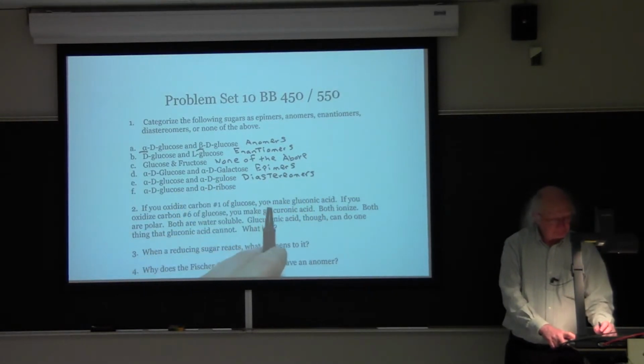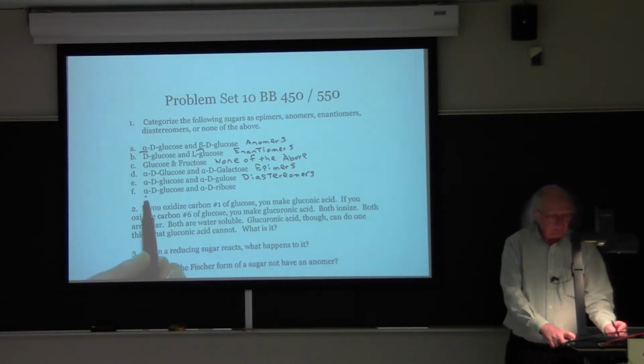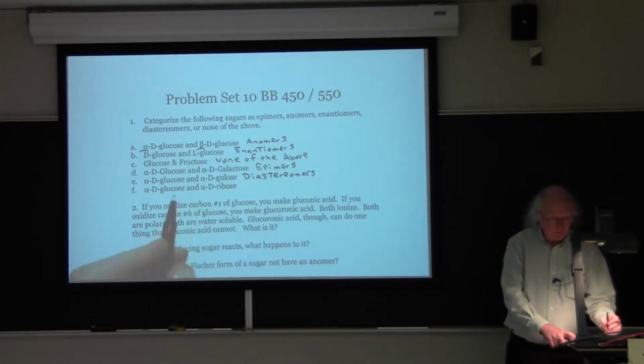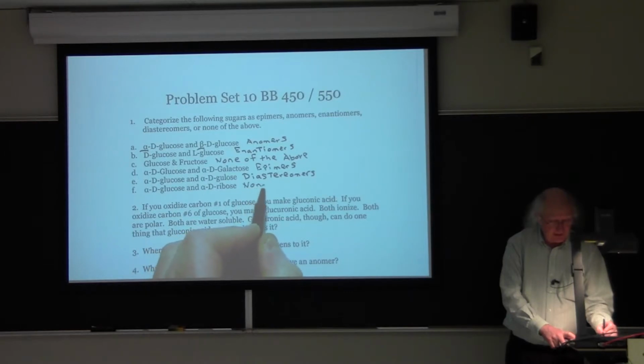The last pair, alpha-D-glucose and alpha-D-ribose, don't have the same number of carbons. So we really can't compare the two, and these two would also fit into the category of none of the above.